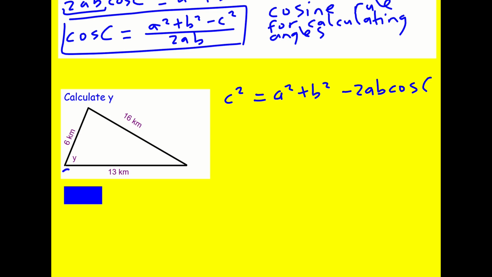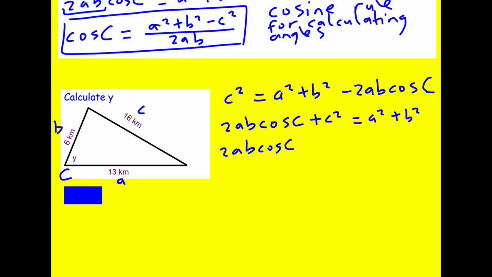I'll label my angles now. That's going to be capital C, that's going to be little c, and then I'll call this A and B. It doesn't matter which way around that is. Right, now I'm going to make cos C the subject. What am I going to do? I'm going to add 2AB cos C to both sides, and I'm going to minus c squared. And then I'm going to divide through by 2AB.